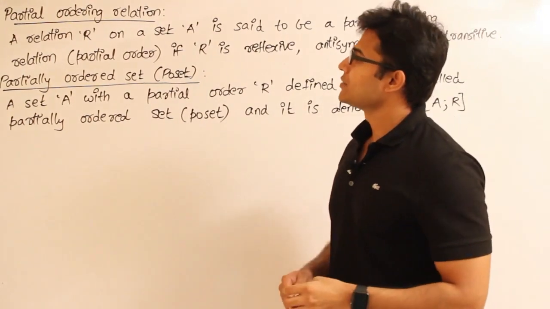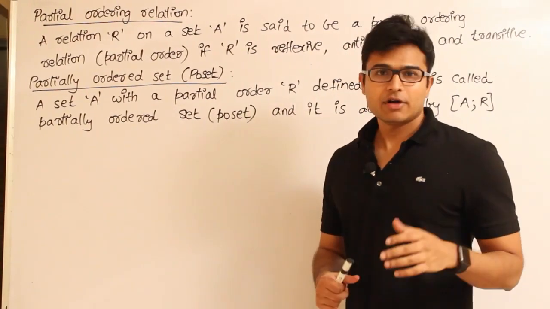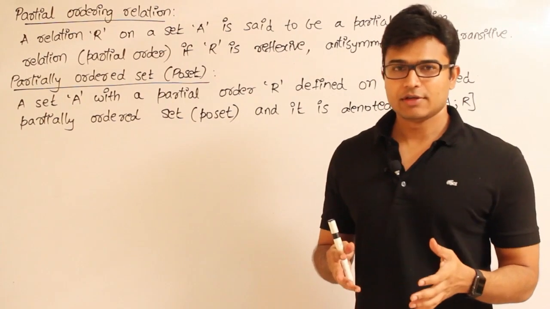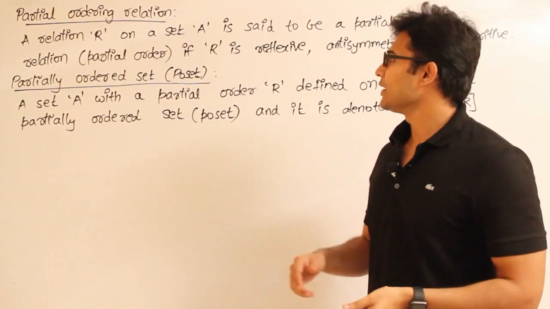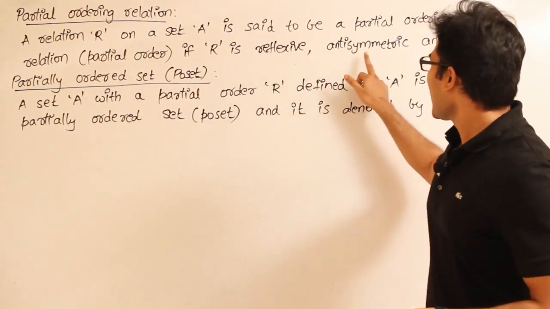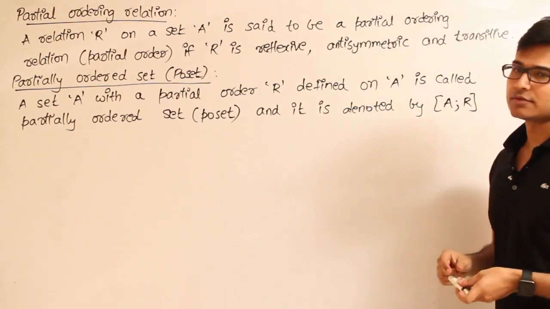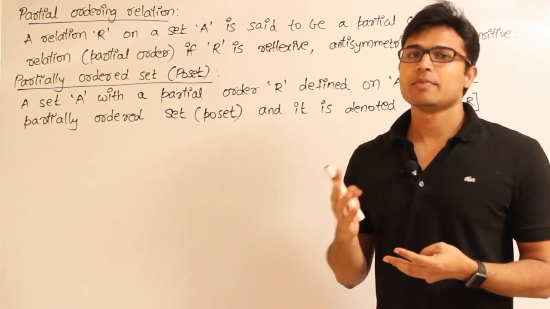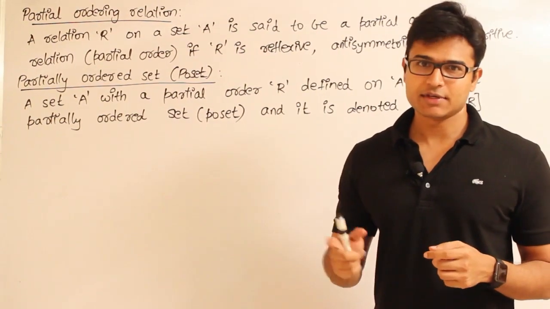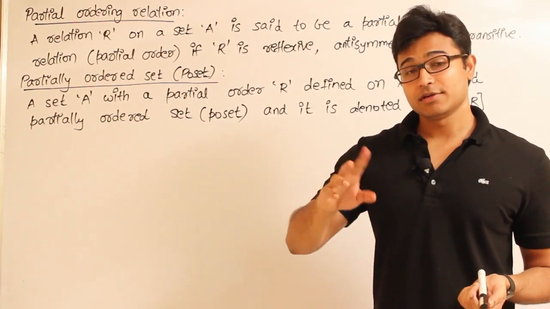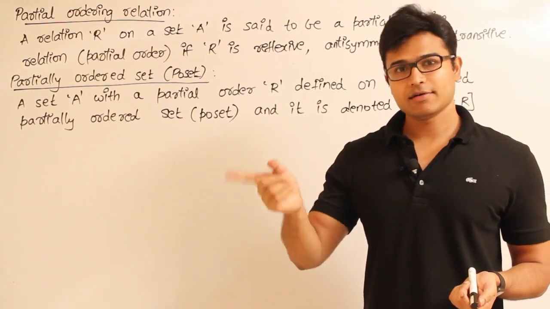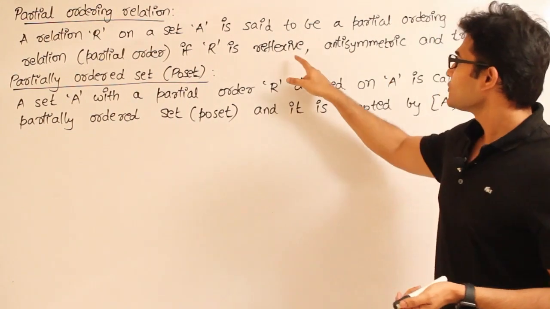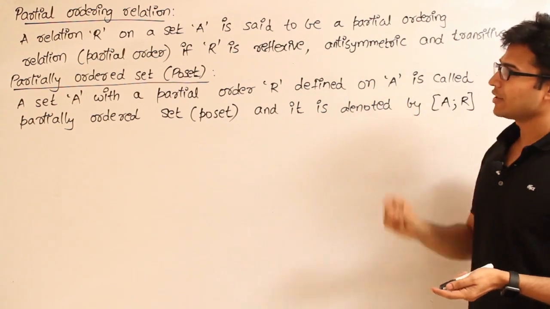Now let's see partial order. A partial order is a relation if it happens to be reflexive, antisymmetric and transitive. Just like an equivalence relation has to be reflexive, symmetric and transitive, this one has to be reflexive, antisymmetric and transitive.